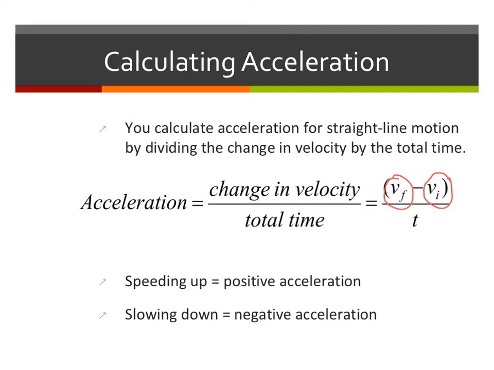For this reason, whenever an object is speeding up, you're going to have a positive acceleration. So for example, if an object started with a speed of 1 meter per second and ended with a speed of 5 meters per second, 5 minus 1 is a positive number. However, if we were to switch these two and say the object started with a speed of 5 meters per second and ended with a speed of 1 meter per second, 1 minus 5 would give us a negative number. So negative acceleration refers to objects that are slowing down.